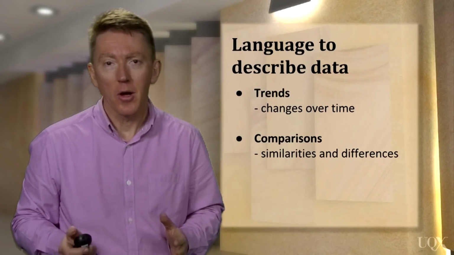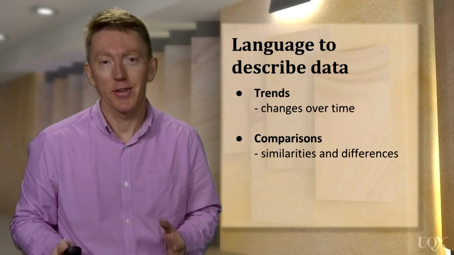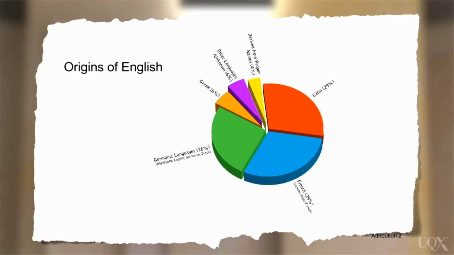For this, we'll look at a pie chart. This pie chart shows us which languages English originated from. It's important to note that pie charts give information about the whole of something. In this case, the English language. We can see the parts which make up the whole, or 100%.